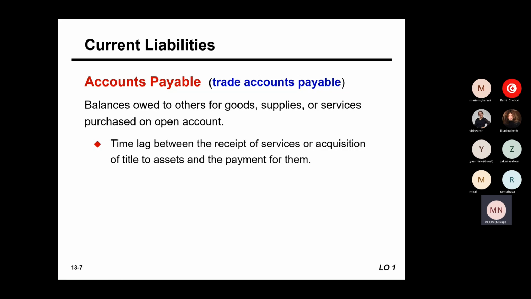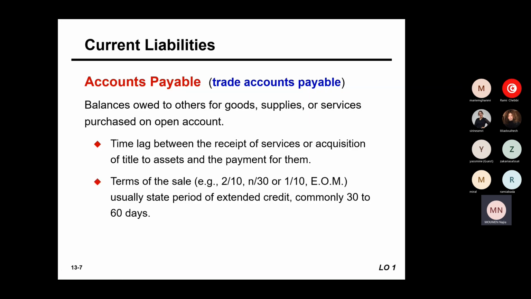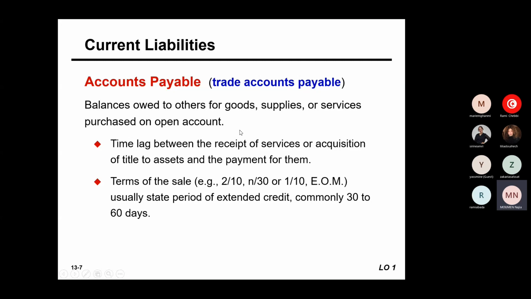Okay. So there is a time lag between the receipt of services or acquisition of title to an asset and the payment for it. I will record it as accounts payable when I receive the service or acquire the title, until I settle it, so I pay that amount. Remember, when you have, for example, inventory purchases, we use terms like 2/10, n/30, or 1/10 end of the month, etc.